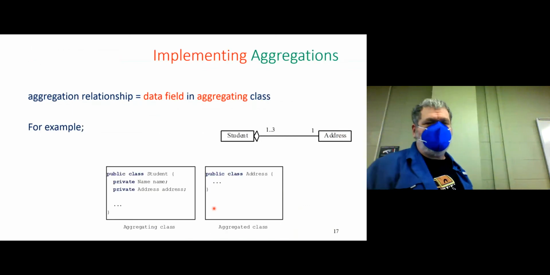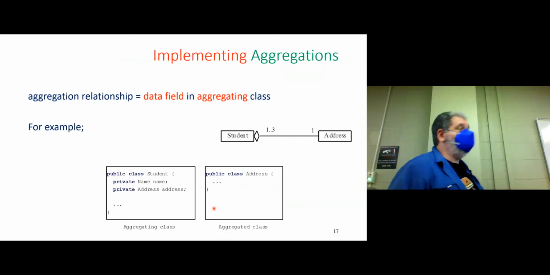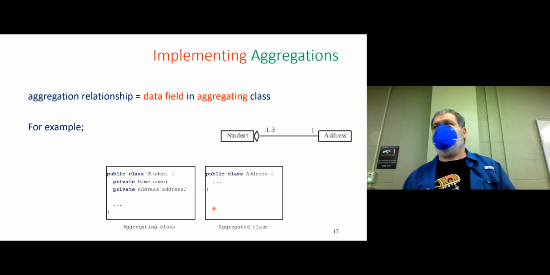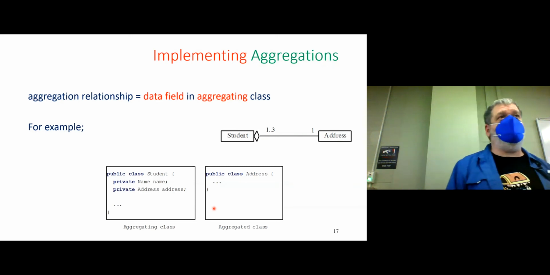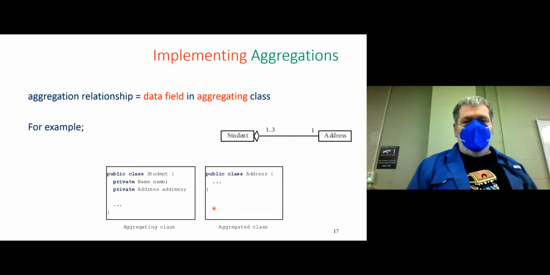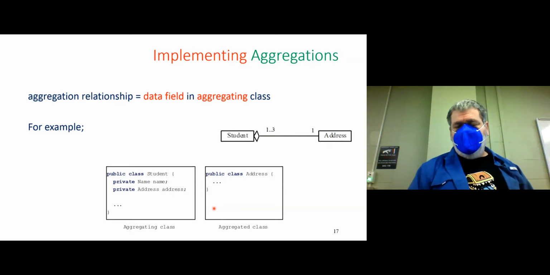As I mentioned, we implement them very easily, using the same trick that we covered when we talked about association. We just use reference attributes, and those attributes allow us to connect one object to the other. So for example, here, the address of the student appears as an attribute inside the class Student.